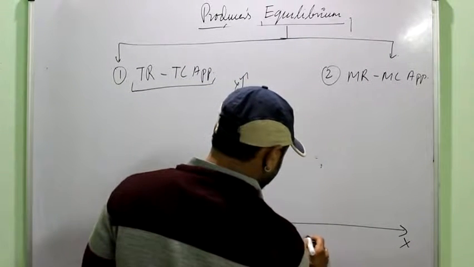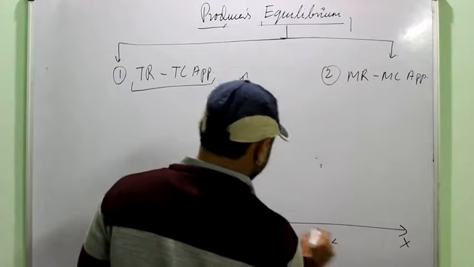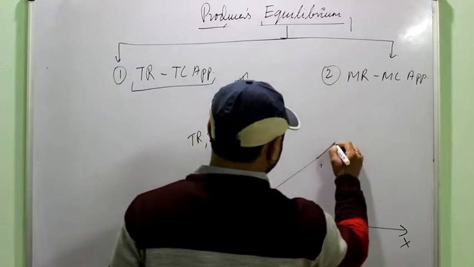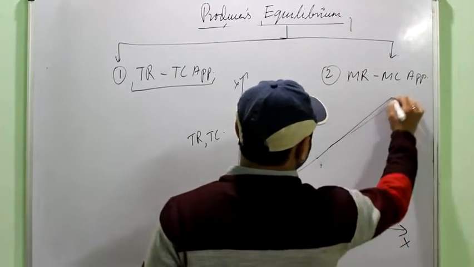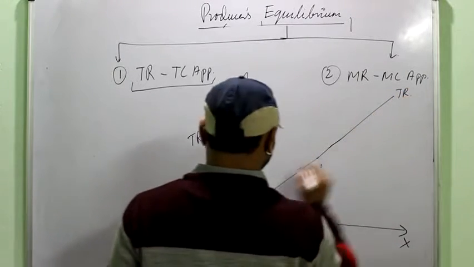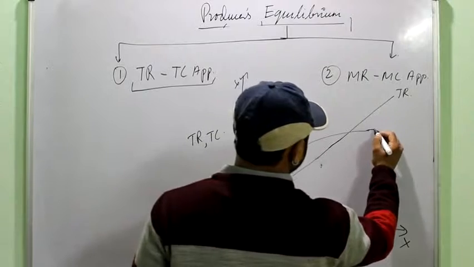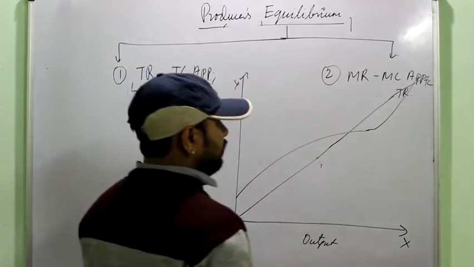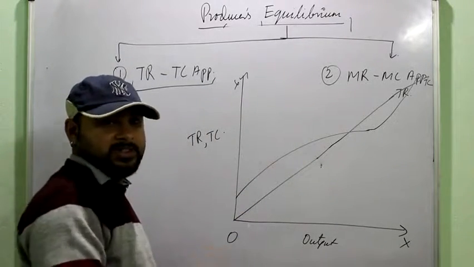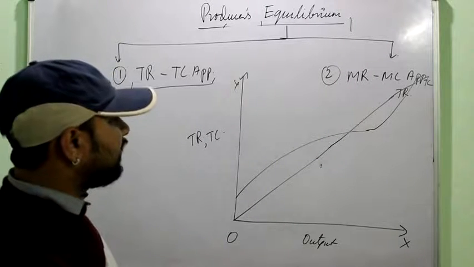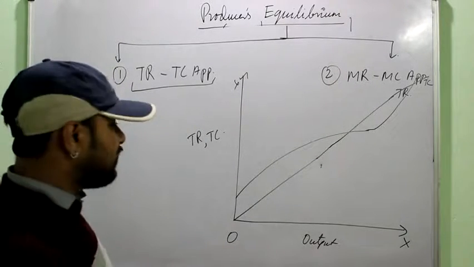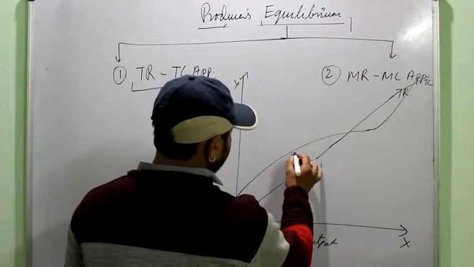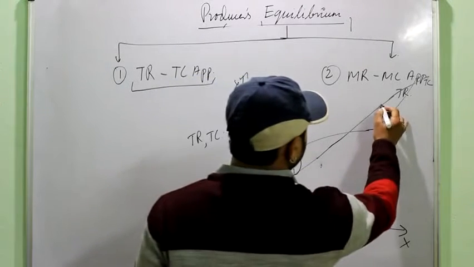Here we take the units sold or output on the x-axis, and total revenue and total cost on the y-axis. Suppose we talk about perfect competition. This is the TR, an upward sloping straight line, and this is the TC, say. You can see TC is inverse S-shaped because it first increases at a diminishing rate and later increases at an increasing rate, and TR under perfect competition is an upward sloping straight line. Now there is this point where you can see the maximum difference between TR and TC, and another point lying here.